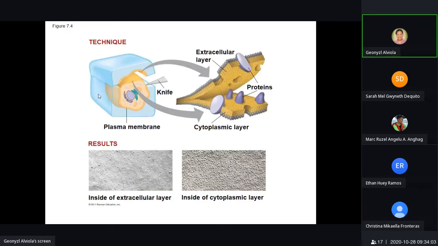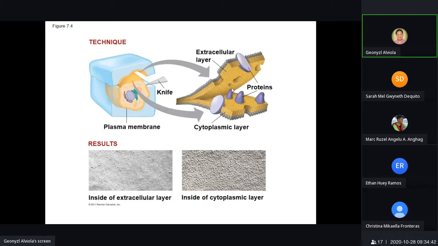So they also use an electron microscope to view the structure of the membrane. So it is not an ordinary compound microscope. It is a high grade, 'di ba sabi niya SEM, yung uses electromagnets na aside sa lenses, it already uses electromagnets. So this is the structure of the membrane. So they slice the plasma membrane in two layers. So na-divide nila in two layers.